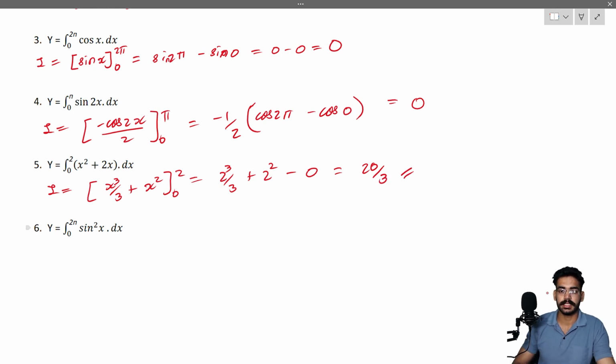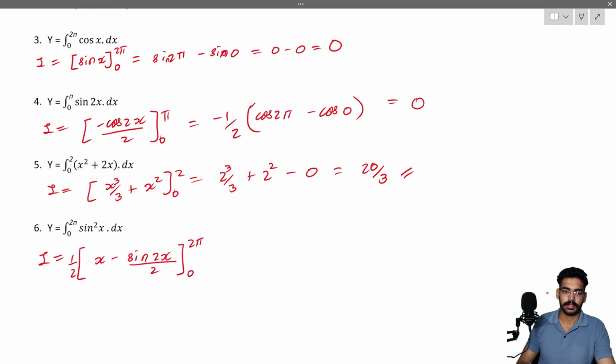Sin square x dx integration we have already done in the indefinite integration, so I'm not going to explain how we did that. So what was the value we got there? We have calculated that. There was a 1 by 2 factor, so I can take 1 by 2 outside. That was x minus sine 2x divided by 2 from 0 to 2 pi.